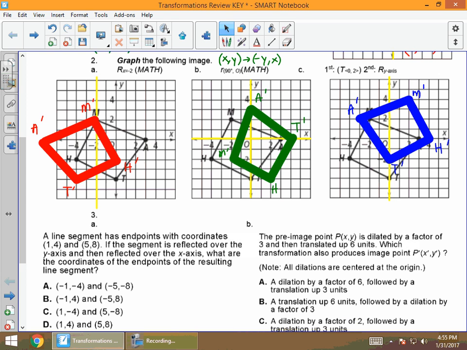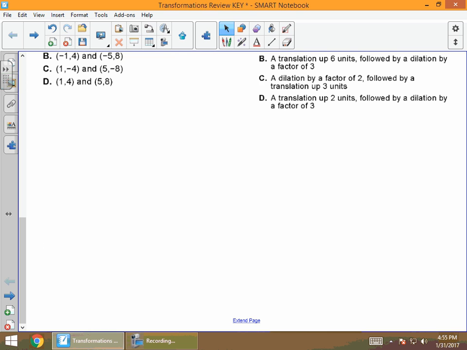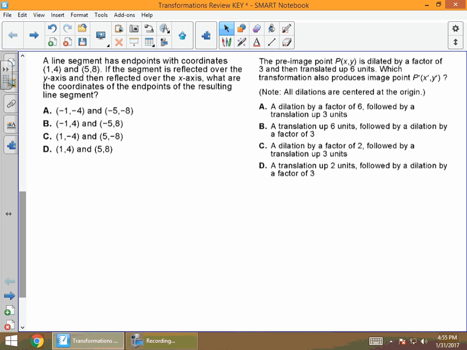All right, and now let's go down and finish up this page with question number 3. Question number 3 has 2 parts, A and B. They are multiple choice. And part A says line segment has endpoints with coordinates 1, 4, and 5, 8. If the segment is reflected over the y-axis, that means my points reflect over the y, means you have to do negative x, but keep the y the same.